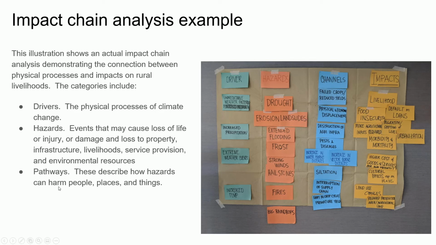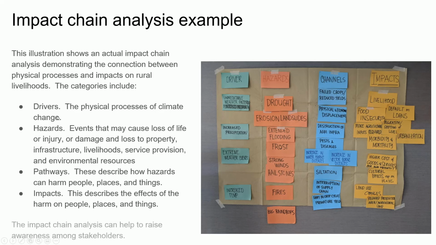And lastly, our last element is the impacts. And the impacts describe the effects of the harm on people, places, and things. This is the bigger picture issue. Why is the damage important, right? So, for example, if we have failed crops and reduced yields, well, why is that bad? It's obvious why it's bad, but it helps us to lay out explicitly why it's bad. And in this case, we'll have increasing food insecurity, or farmers may default on loans, and so forth. So that's how our impact chain analysis works.